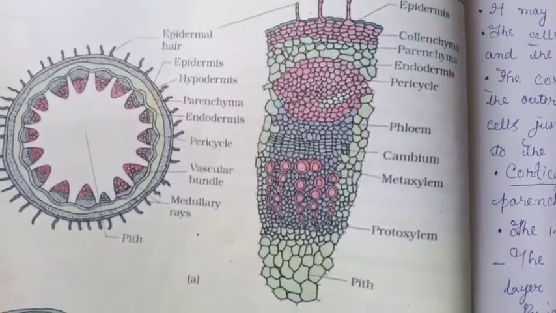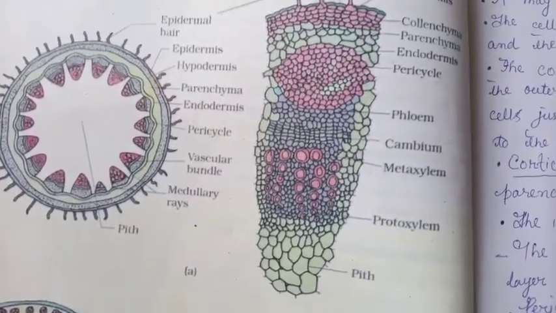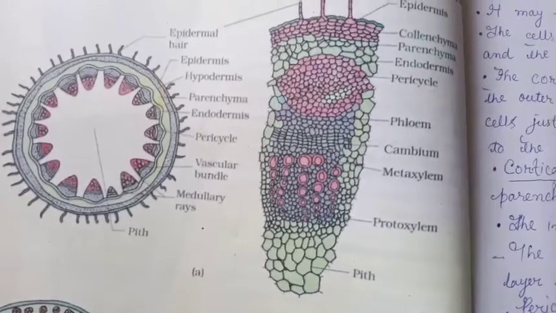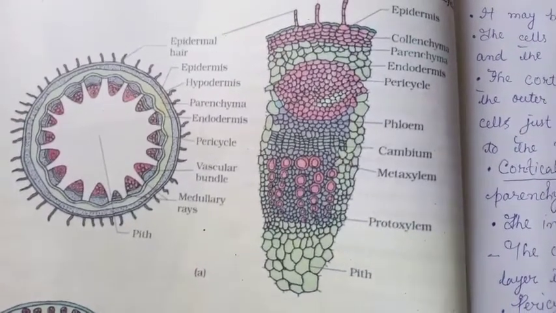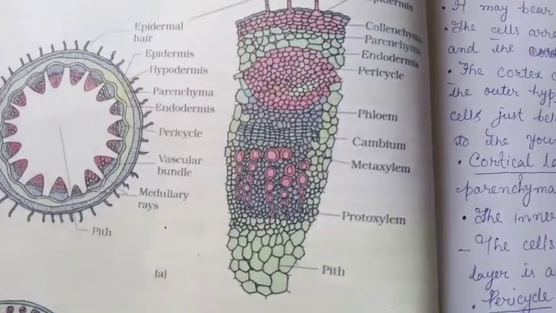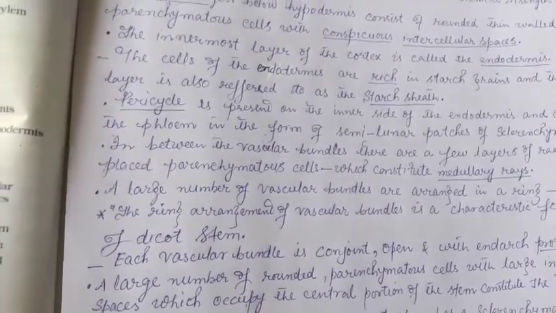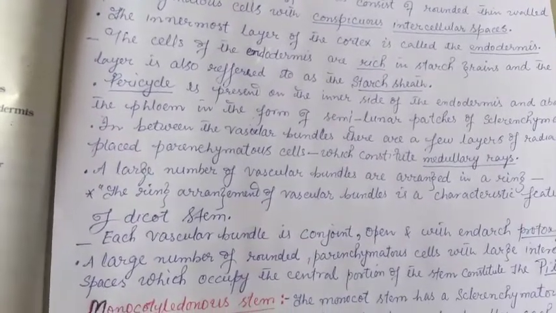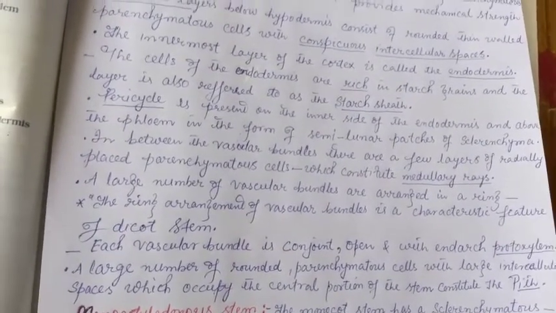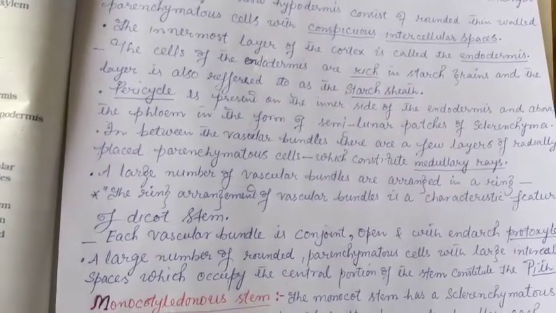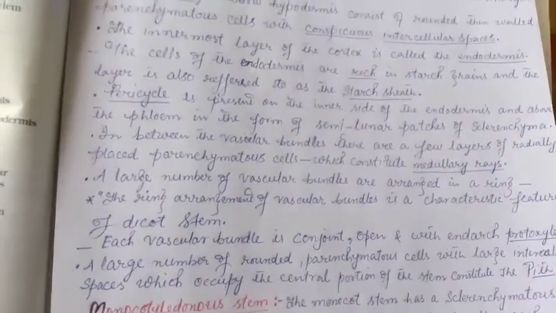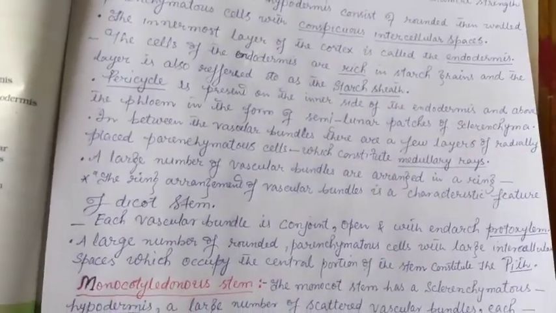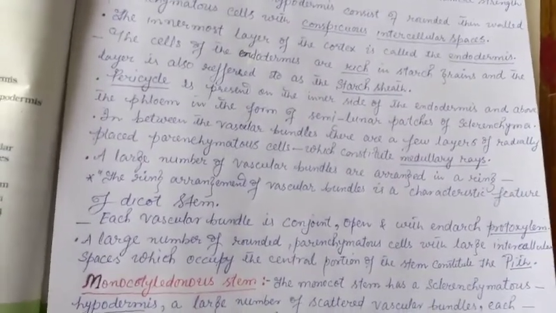You may have the view of these tissues revealed by the transverse section of a typical dicot stem. And then a large number of vascular bundles are arranged in a ring in dicot stems, and the ring arrangement of the vascular bundles is a characteristic feature of the dicot stem. Each vascular bundle is conjoint, open, and with endarch protoxylem.